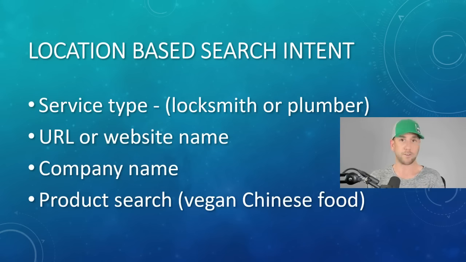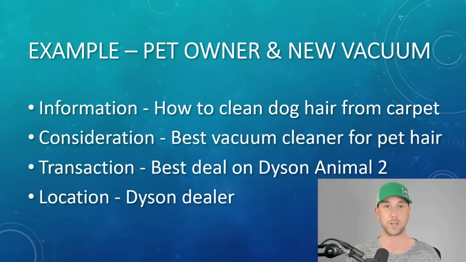Finally, product search, location-based product searches, right? Vegan Chinese food, if somebody's in Manhattan and they're searching for vegan Chinese food, who shows up? They're looking to go somewhere. They're probably looking within a mile or 2 radius, or 5 if they're going to hop in a taxi or an Uber type thing. So that's another way that location-based search works.